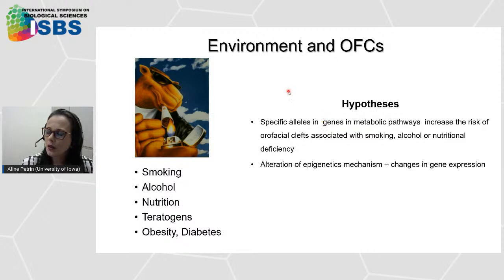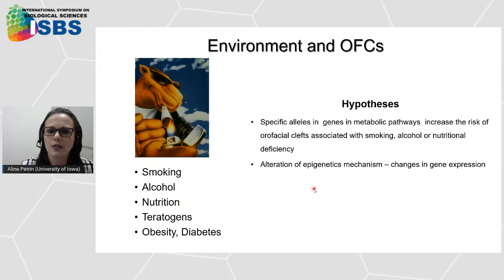Some of the environmental components of clefting etiology can be smoking, alcohol, nutrition, teratogens, obesity, and diabetes. All of this has been shown to be associated with clefting. And we have hypotheses that specific alleles in metabolic pathways increase the risk for orofacial clefting, especially with smoking, alcohol, and nutritional deficiencies. But not only the maternal genotype must be studied, but also the fetal genotype. It all depends on how the maternal and the fetal genomes interact. And I'll show you a little bit.